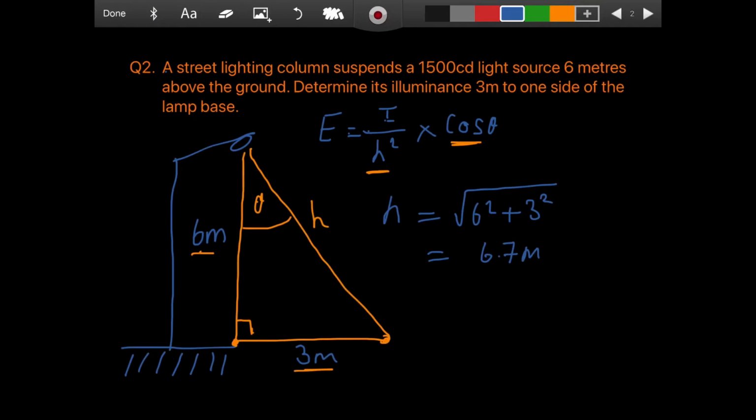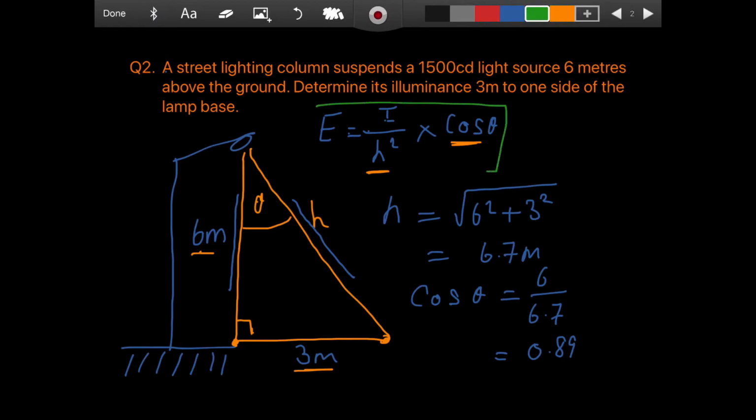And now we can calculate the cosine of the angle. Cosine theta equals the adjacent, so it's this side here and this side here. So it's going to be 6 divided by 6.7, and that's going to give us 0.89. So now we have all the values that we need to complete this equation here.